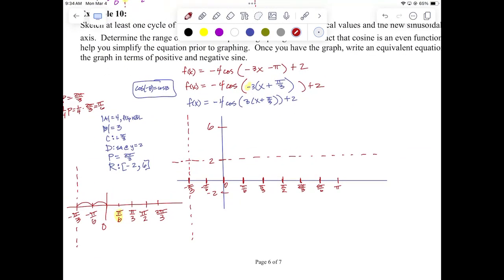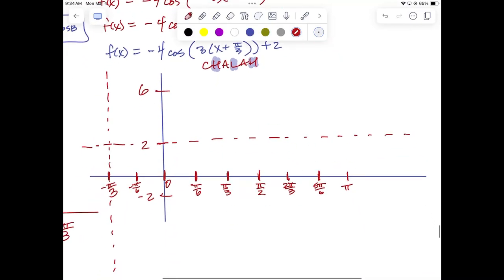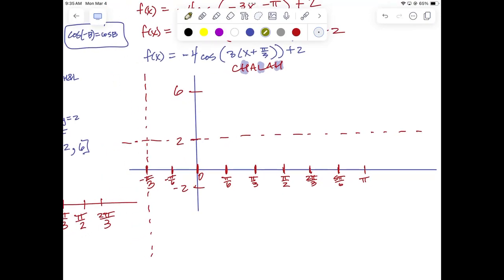It's a negative cosine. So if cosine is positive, all I've got to remember is to do what with my highs and lows? Flip the highs and lows. Yeah, so here we go. It starts at a what? Low point. So over here at negative pi thirds, I put a low point, and then it's an axis point, and then it's a high point, and then an axis point, and then a low point, and then an axis point, high point, axis point, low point.